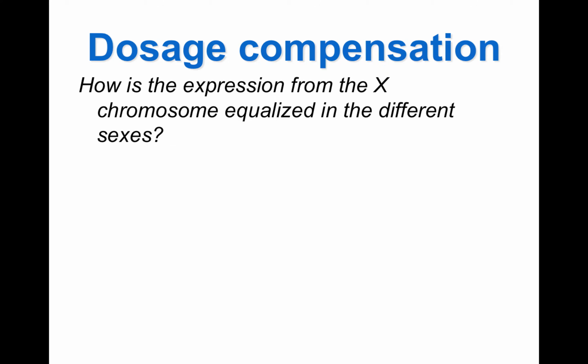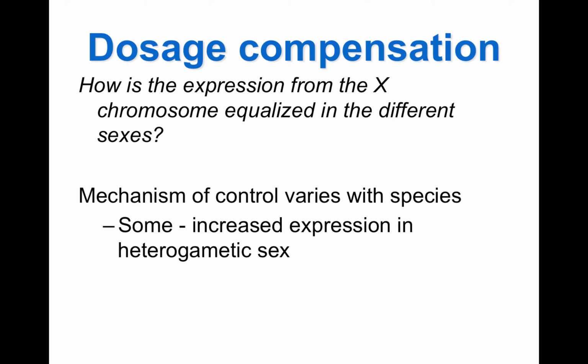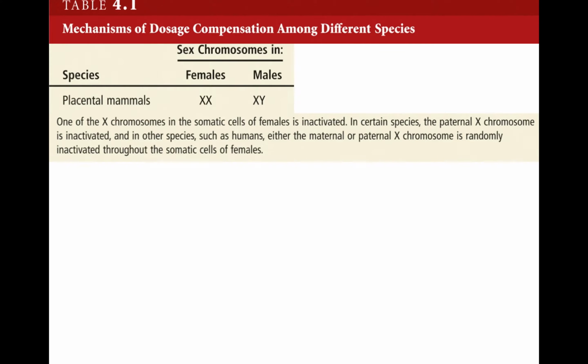Dosage compensation is an important issue to consider. How is the expression from the X chromosome equalized in the different sexes? There are different mechanisms to control this. Some have increased expression from the heterogametic sex. So if you have only one X chromosome, you increase expression from that X chromosome. Another mechanism is to decrease expression in the homogametic sex. If you have two X chromosomes, you decrease expression. There's a lot of different mechanisms for this.